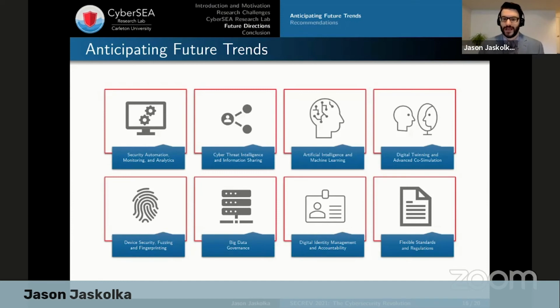We're going to have to look at how we have better cyber threat intelligence and information sharing. How are we going to deal with the use of more artificial intelligence and machine learning approaches in the development of these critical infrastructure systems and the services that they provide? How do we leverage digital twinning and advanced co-simulation in order to better understand the cyber risks that may exist within these systems?